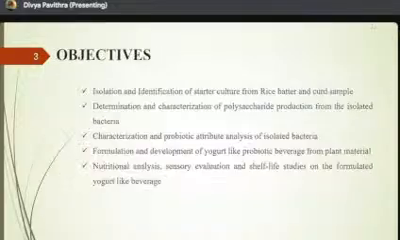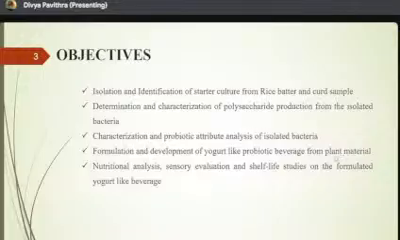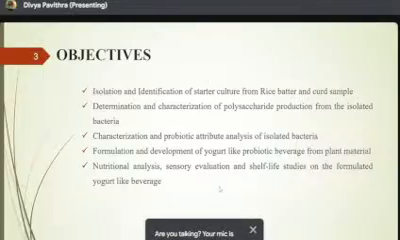So the objectives are: isolation and identification of starter culture from various rice batter and curd samples; determination and characterization of polysaccharide production by the isolated bacteria to check enhancement and stability; characterization and probiotic attribute analysis of the isolated bacteria; formulation and development of a yogurt-like probiotic beverage from plant material; nutrition analysis and sensory evaluation; and shelf life study of the formulated yogurt-like beverage.